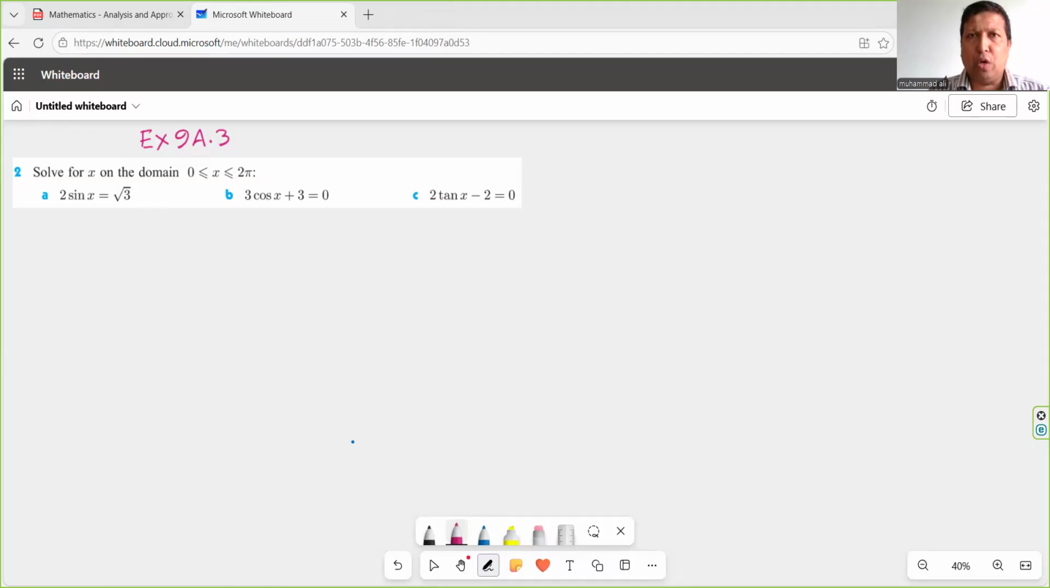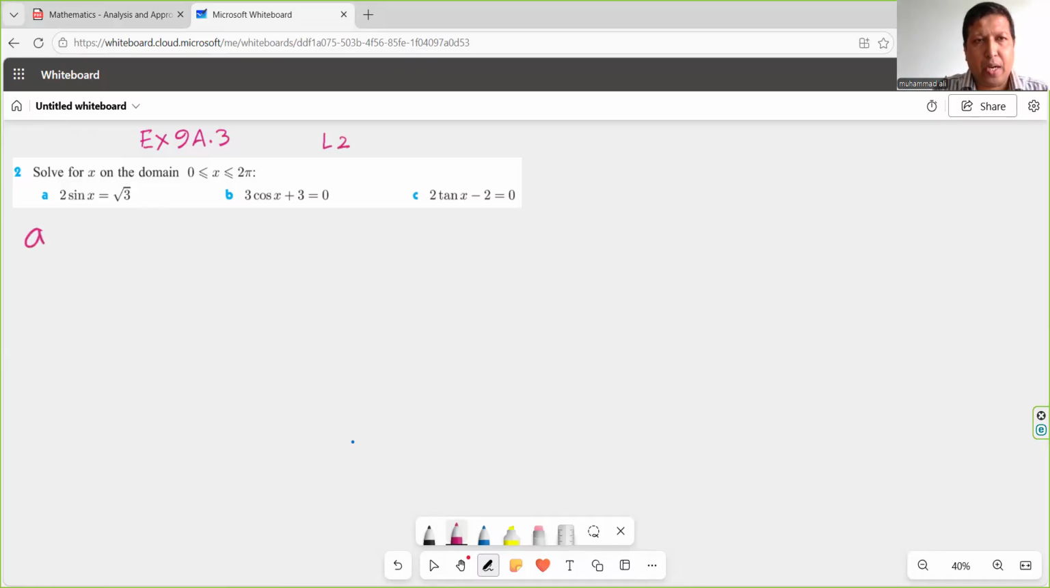Today we try to solve some questions from DP1 AA SL Trigonometry chapter, exercise 9A.3. This is lecture 2. Question number 2. Solve for x on the domain x greater than or equal to 0, less than or equal to 2 pi.